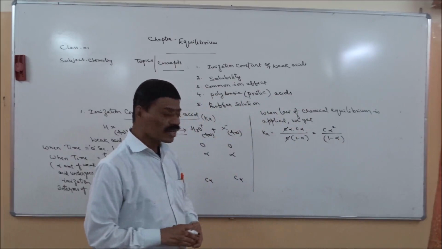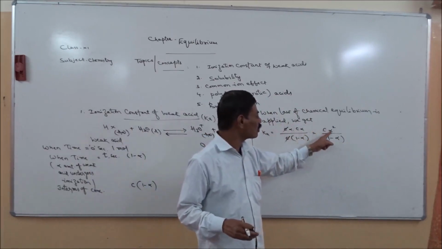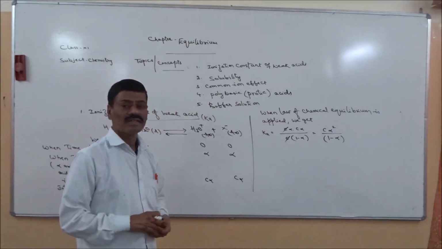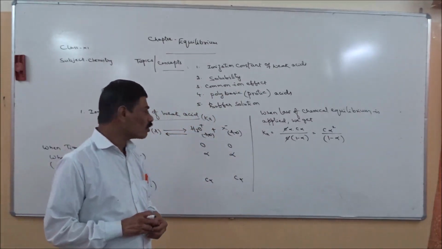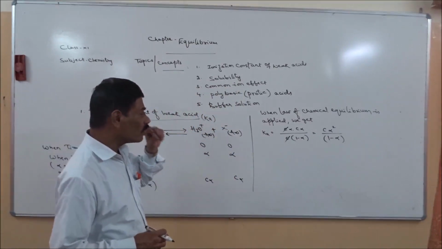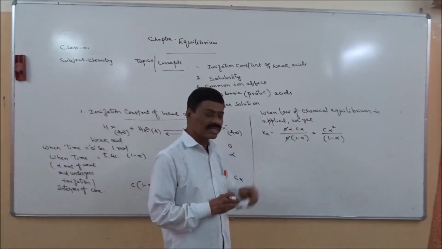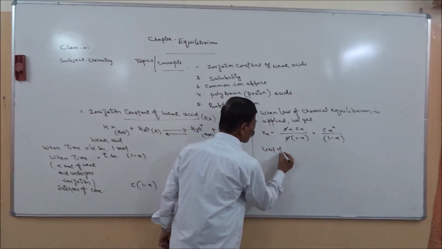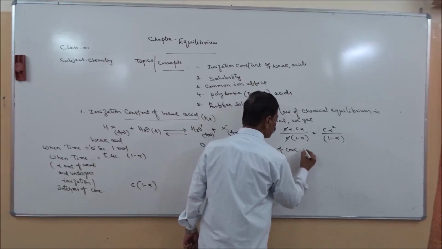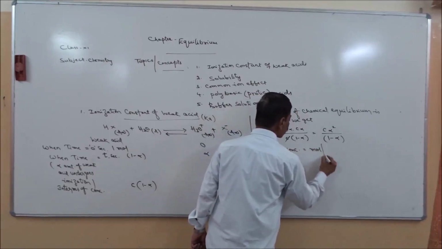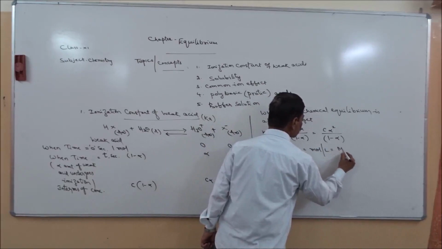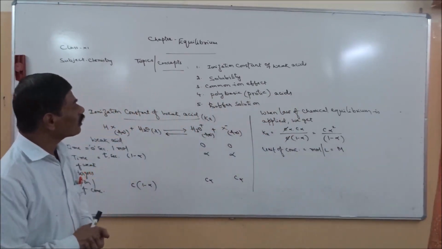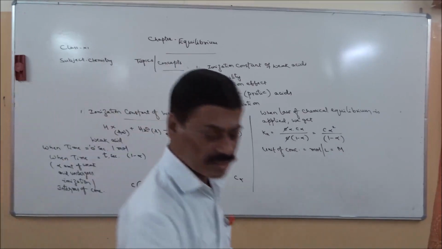So here we have 3 variables: 1, 2, 3. Out of these 3 variables, if you know any 2 variables, the third unknown one can be calculated. And remember, here the unit of concentration is mole per liter, that is nothing but capital M. So that's about the ionization constant of weak acid.